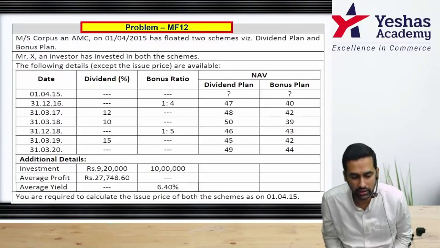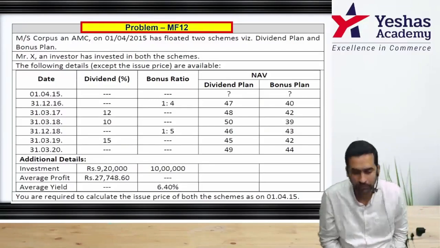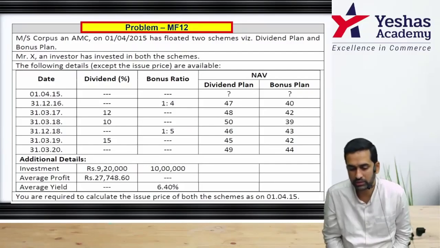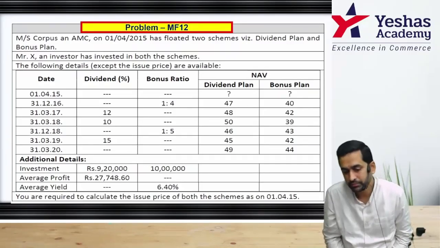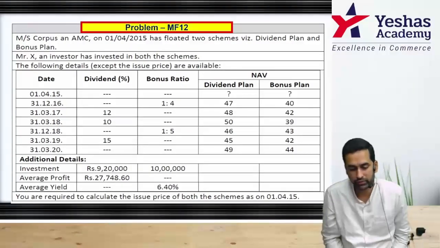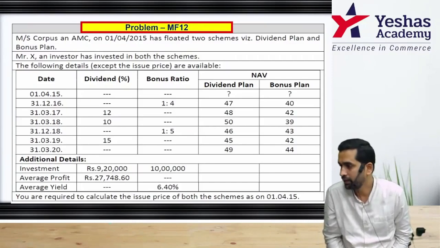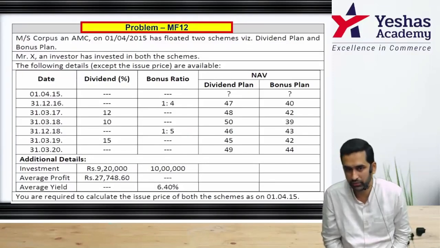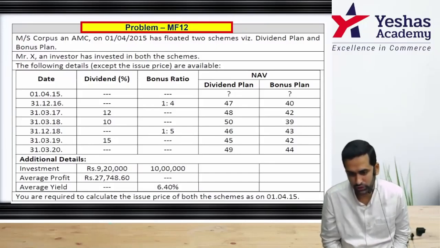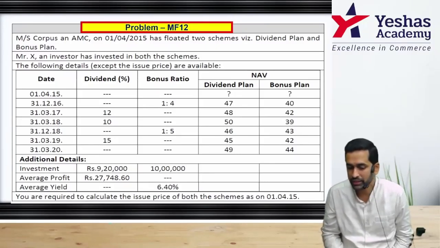Now, when did they launch this? 1/4/2015. And you are calculating up till 31st March 2020. How many years? 5 years. In Calci, 27748 into 5. That's the total profit made by him. Plus, he invested 9,20,000 rupees. That is the total cash inflow. This is not initial investment. This is the total cash inflow on the day of redemption. Correct? And we are talking about dividend plan. Go to question. Go to NAV dividend plan is 49.